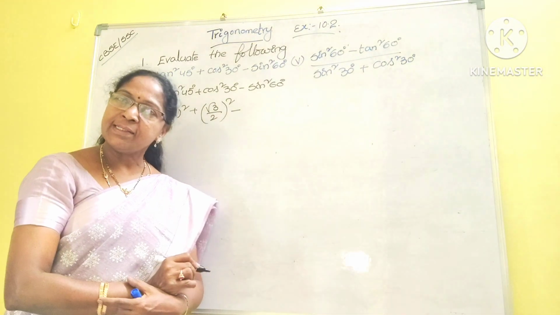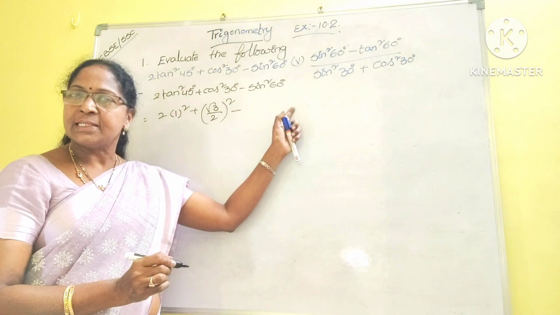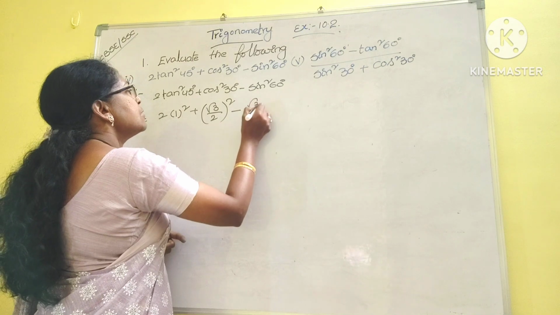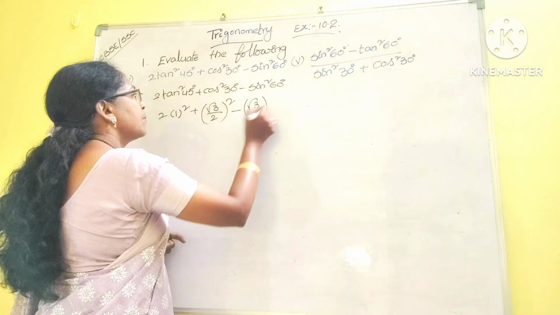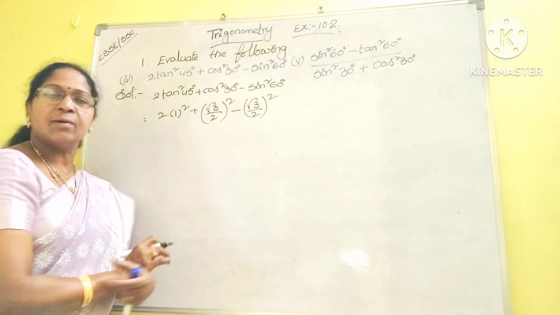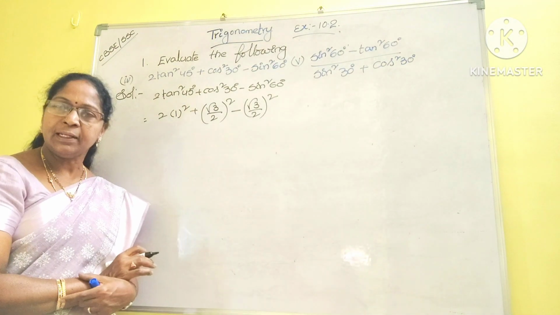minus sin square 60 degrees. Again, sin 60 equals root 3 by 2. So sin square 60 is root 3 by 2 whole square. First you have to substitute the values instead of sin and cos, these are all the trigonometric ratios.